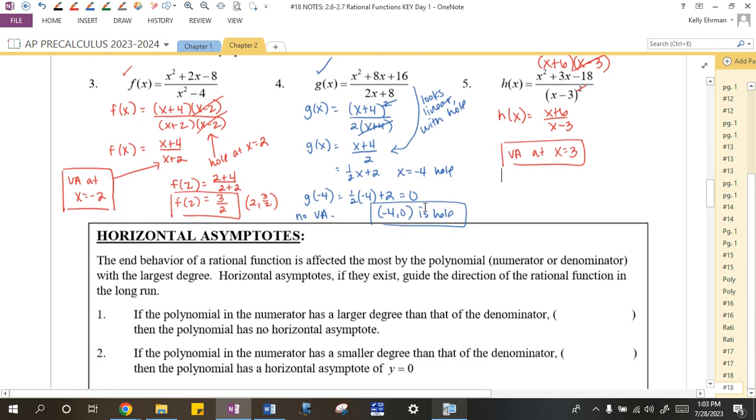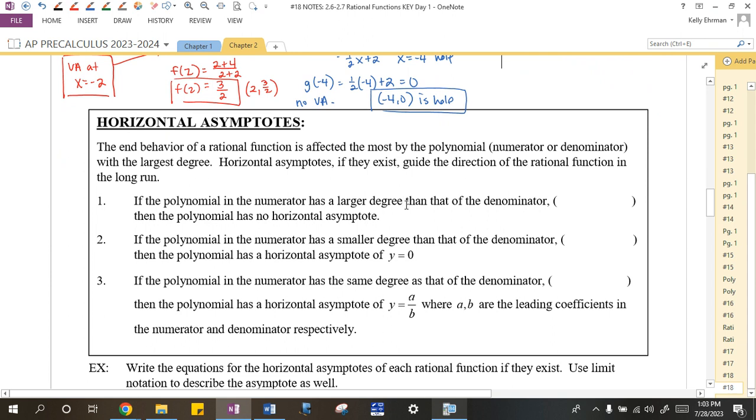Okay, what about horizontal asymptotes? These are kind of rules to memorize. Again, I tried to use some of the AP Pre-Calc language, although we're going to simplify it a little bit just for our own memory. So we talked about end behavior with polynomial functions.